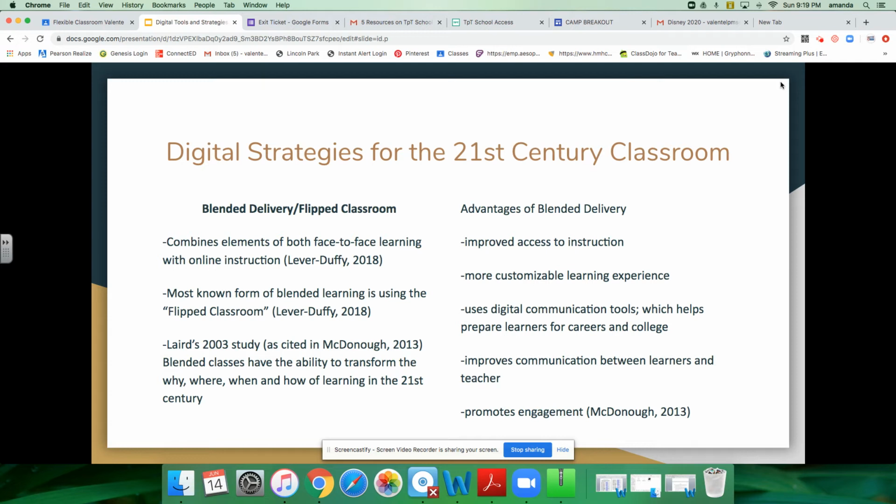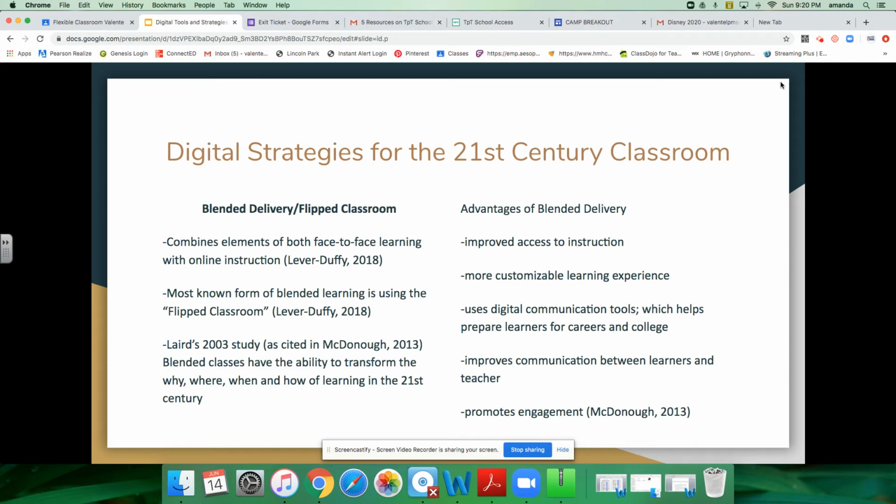Now, with the pandemic that we have just experienced, we have actually been doing a great deal of blended delivery this year, being that we were in school for a certain amount of time and now we have been home. I don't think that's quite the concept behind blended delivery. I think it's meant to be always done in school, some things at home, of course, but not quite to this extent. But anyway, blended delivery combines both face to face learning and online instruction.